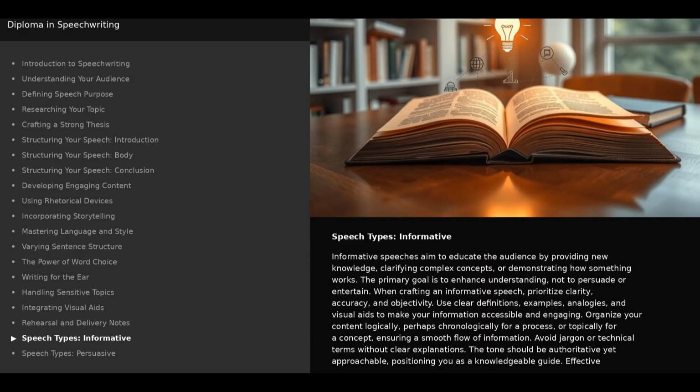Avoid jargon or technical terms without clear explanations. The tone should be authoritative yet approachable, positioning you as a knowledgeable guide. Effective informative speeches leave the audience feeling more enlightened and capable of understanding the subject matter. They empower listeners with knowledge, fostering intellectual growth and curiosity. This type of speech is foundational in educational and professional settings.